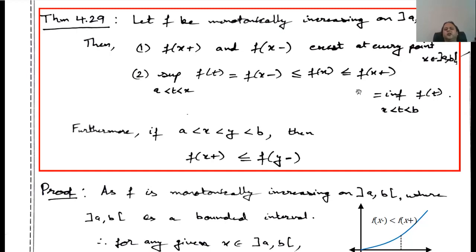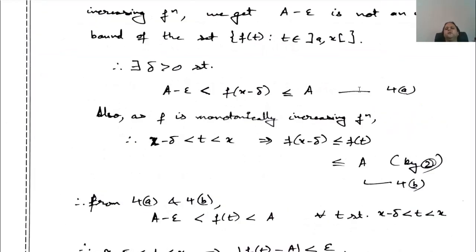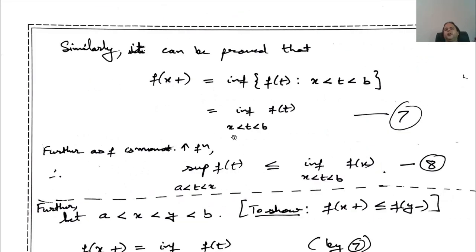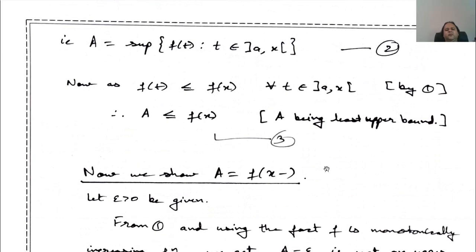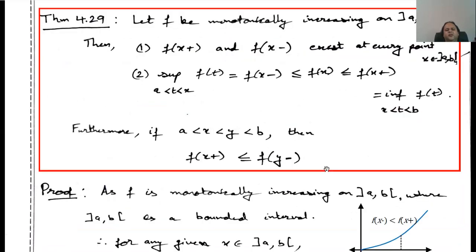So this part I am leaving for you to do, and that summarizes the second one. And where the second statement is written, if you see the further part, we are saying that if x and y are between a and b, then if we find the right hand limit of f at x and the left hand limit of f at y, they should obey this inequality.